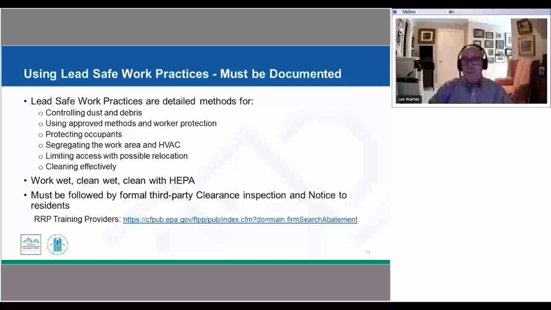And so we're going to be talking in a moment about sometimes we need to relocate the occupants of that unit. And we're always going to be cleaning effectively on that. So usually talking about working wet, cleaning wet, using a HEPA vac, so we're getting all the particulate as part of that. And then we're going to follow that with doing our third-party clearance and notification on that.